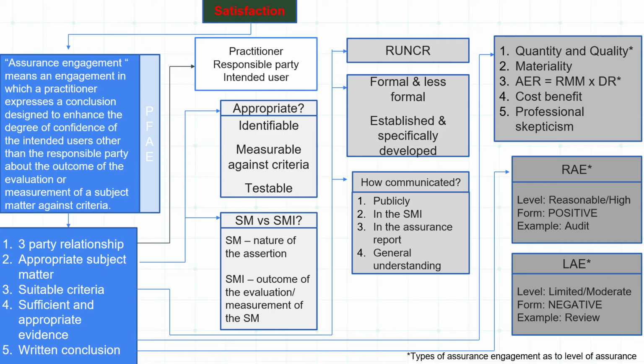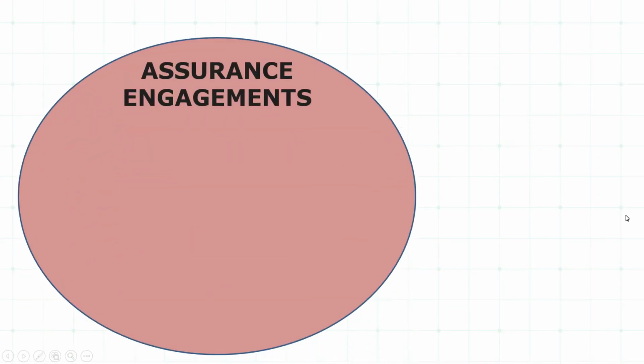At this point, if you get to see this slide, this one represents our concept map for the elements of an assurance engagement. But we shouldn't stop here. Let's take this a bit further into looking at, as what we have mentioned, there are types of assurance engagement as to the level of assurance, right? Let's now open up what are the other types of assurance engagement according to the nature of the engagement.